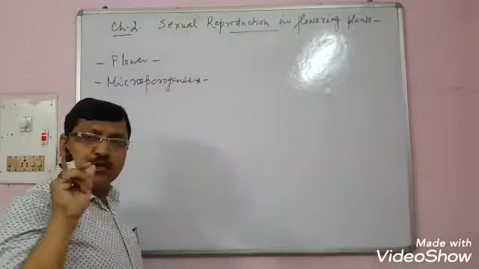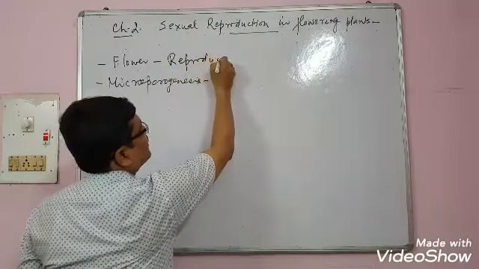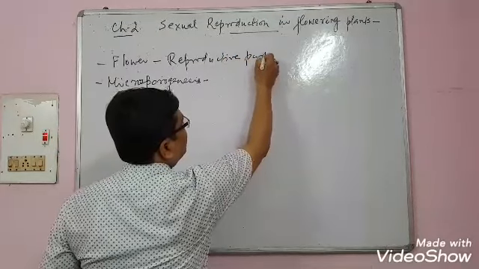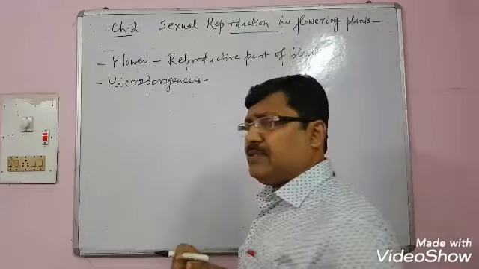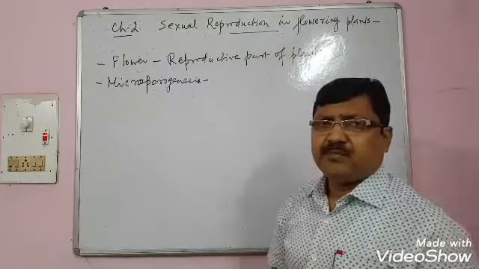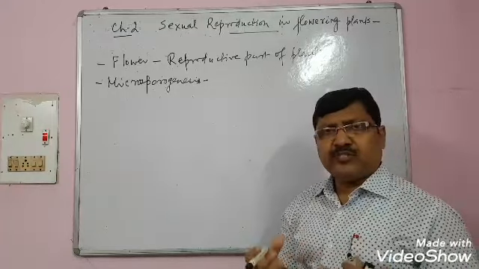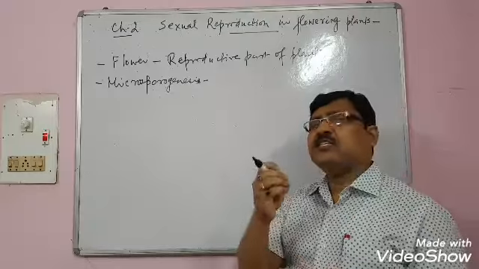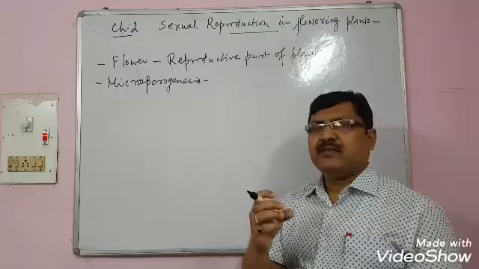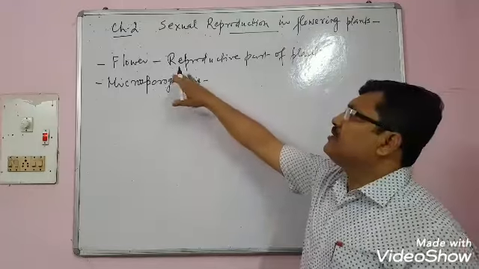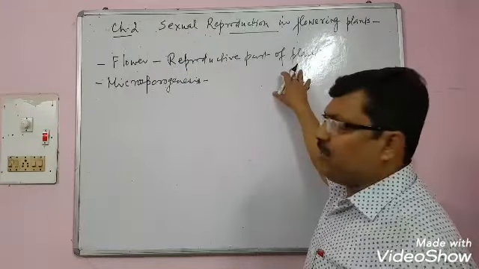Flower is the reproductive part of the plant, and this is a very fascinating structure because from it we get the fruits and seeds, and the seed is called a miniature plant. Means a seed will give rise to a new plant. That's why this is a very fascinating structure, and this is the reproductive part of the plant.